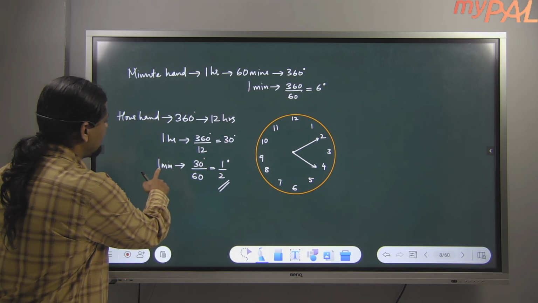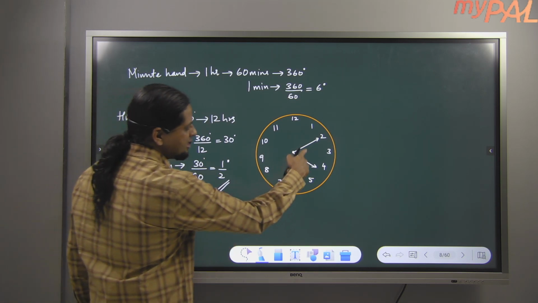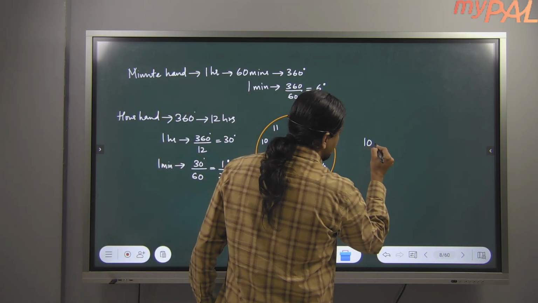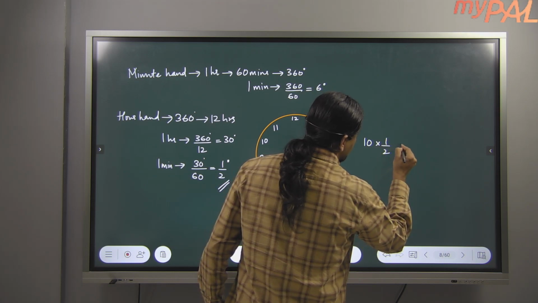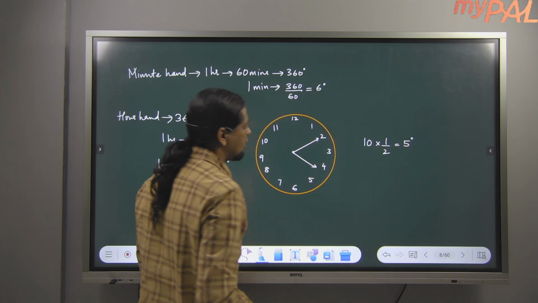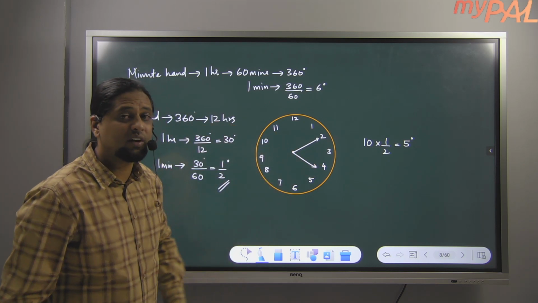So for every 1 minute, the hour hand moves by half a degree. How many minutes have passed here? 10 minutes. So in 10 minutes it would have moved how much? 10 into half a degree, which is 5 degrees ahead. It's not exactly at 4; past 4 it has gone 5 degrees forward.